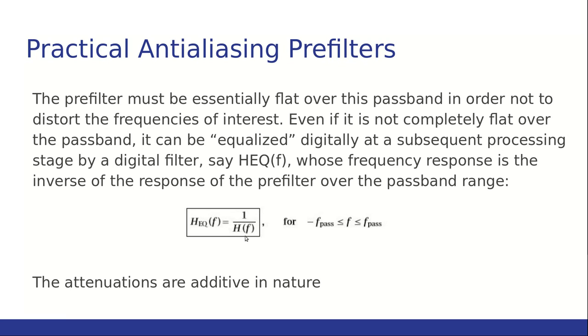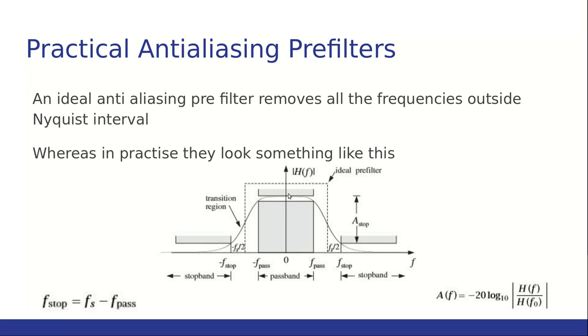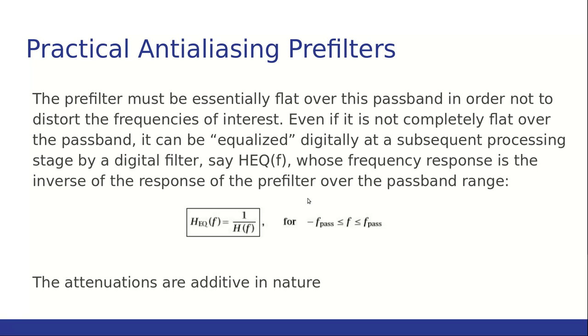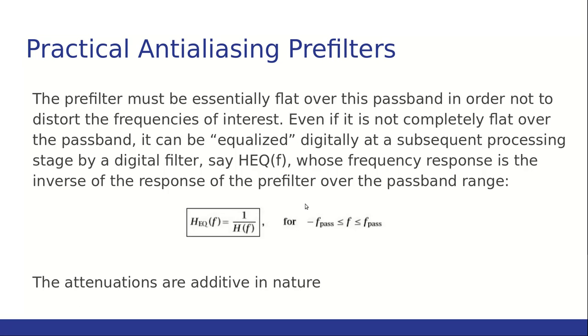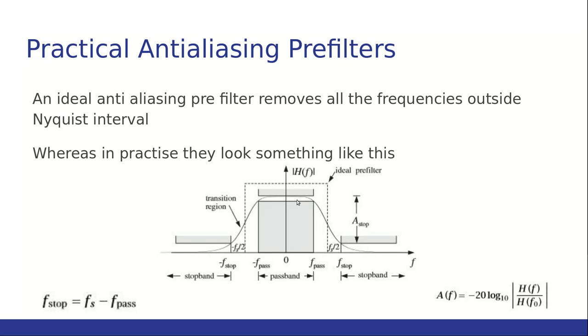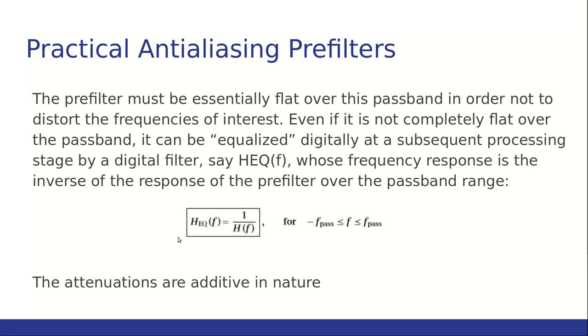So say a part gets multiplied by 2 here and a part doesn't get multiplied by 2 here. So this becomes twice the frequency which we would want, but this is the correct frequency. So on multiplying this with half and this with 1, again 1 by 1 is 1, we would get back the exact frequency spectrum we are looking for. And attenuations are additive in nature. So that's about practical anti-aliasing pre-filters.